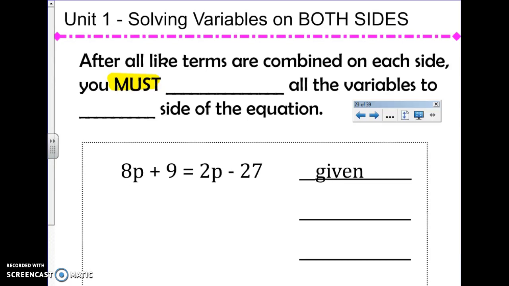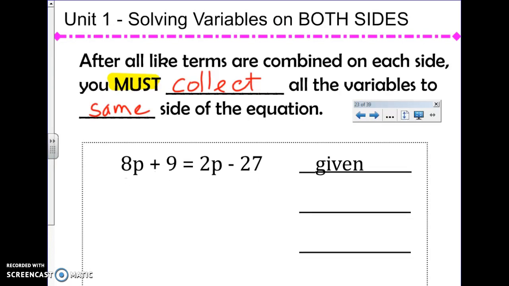So let's go back to my cute little fill in the blank here. After you've combined all your like terms and you've done any distributive property, anything like that, because that's simplifying, that has to be done before you do anything else, we use this word collect all the variables to the same side of the equation. Please don't look at this and tell me you're going to divide everything by 8, because that's not going to help you out. So here we go.